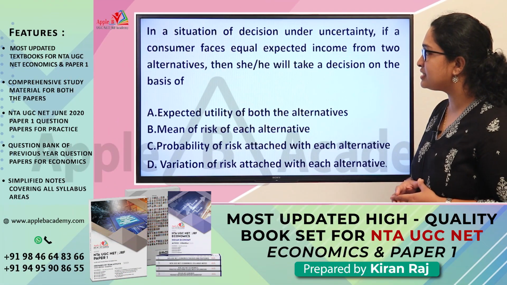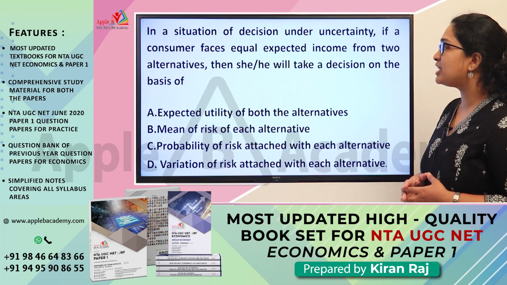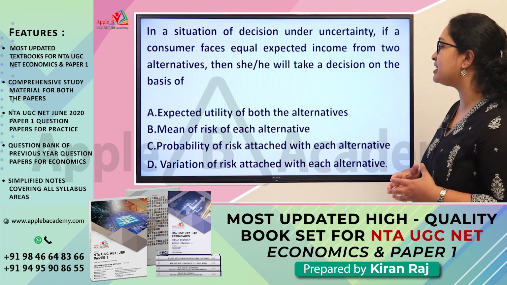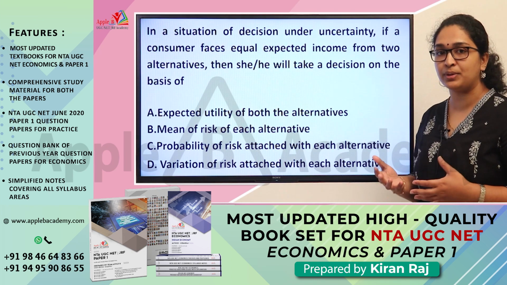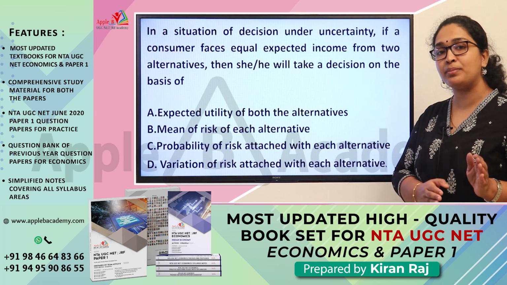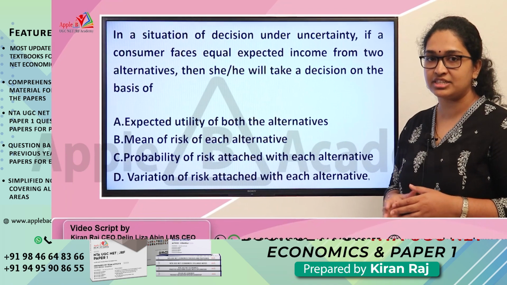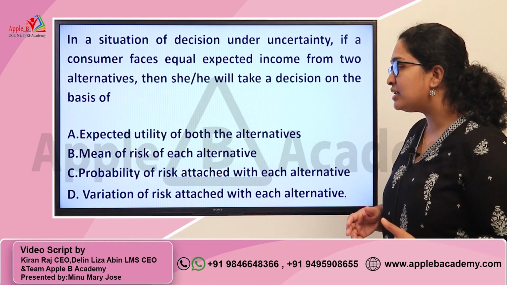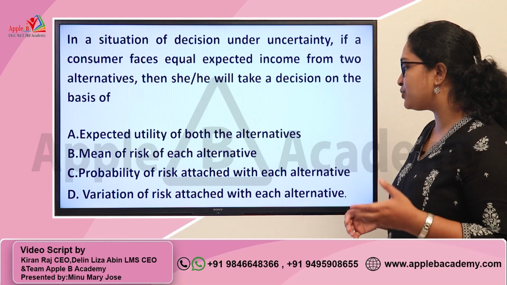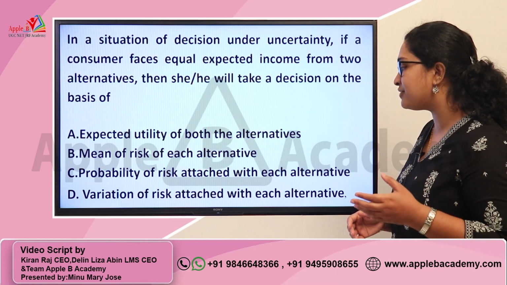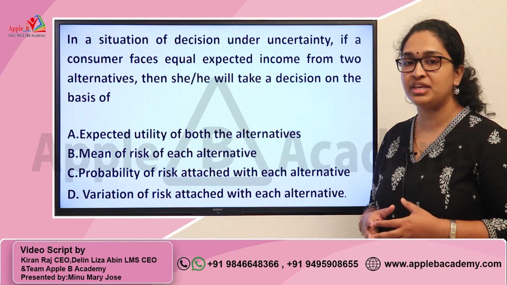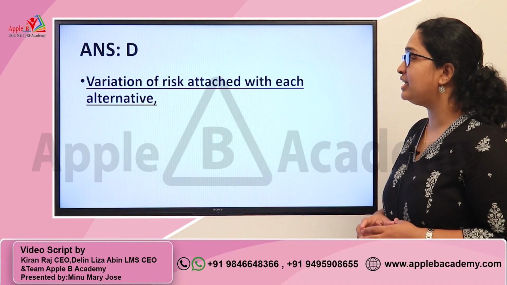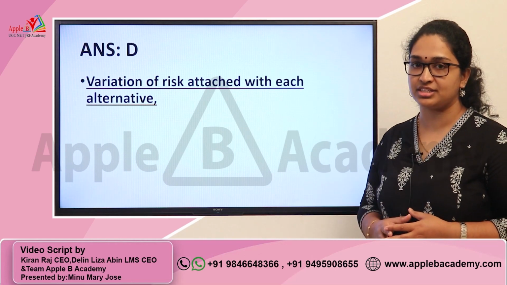Now, we have the next question. In a situation of decision under uncertainty, if a consumer faces equal expected income from 2 alternatives, then she or he will have to take a decision on the basis of what? The options given here are expected utility of both the alternatives, mean risk of each alternative, probability of risk attached with each alternative, and variation of risk attached with each alternative. Which factor will be considered by that consumer? The answer is D, that is variation of risk attached with each alternative.